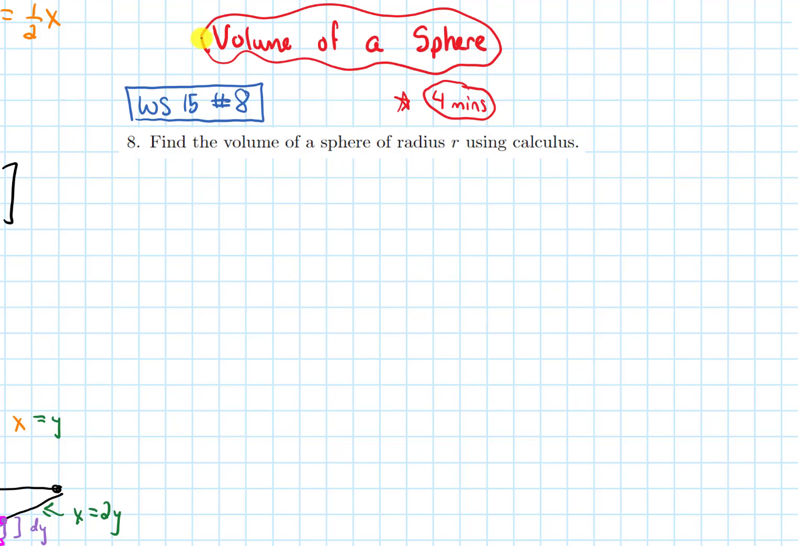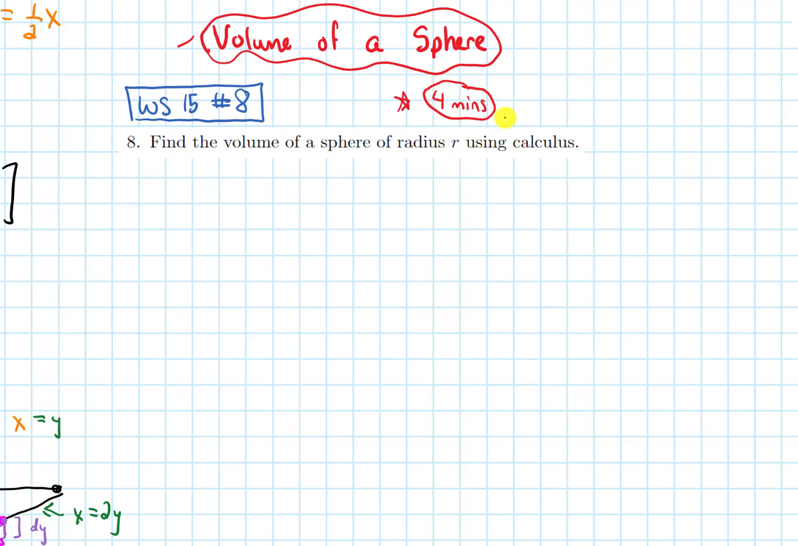In this discussion video, we'll do a problem where we find the volume of a sphere using integrals. This is problem number 8 from worksheet 15, and we want to find the volume of a sphere of radius little r using calculus. Little r here is some constant, some fixed number.